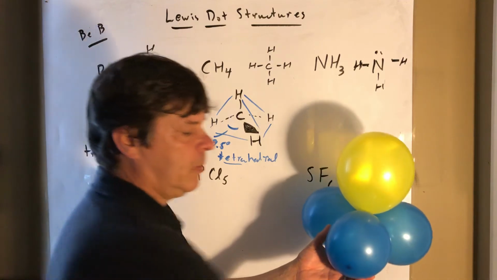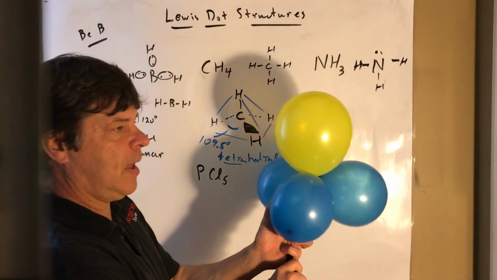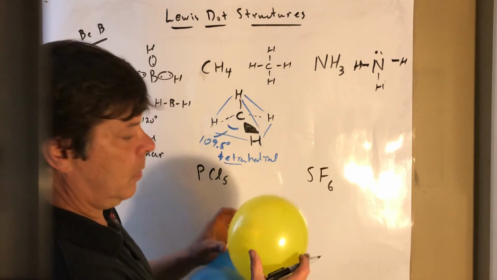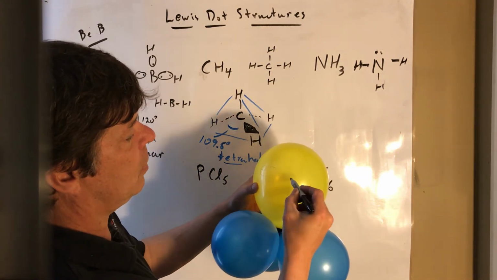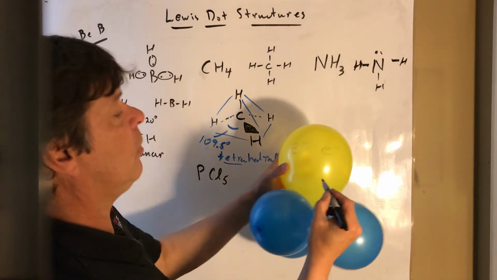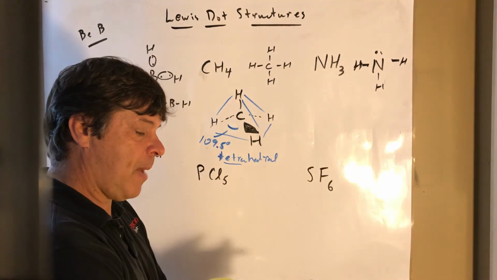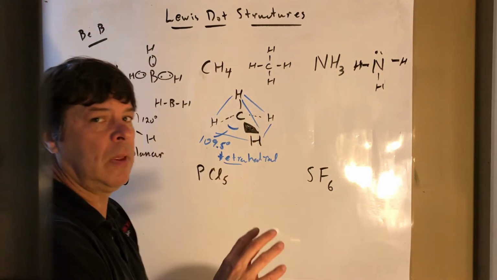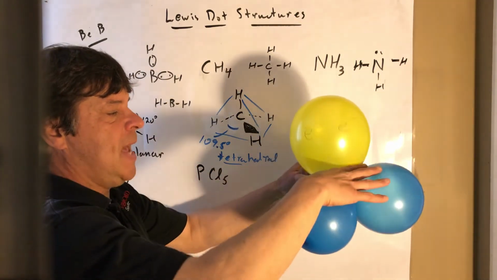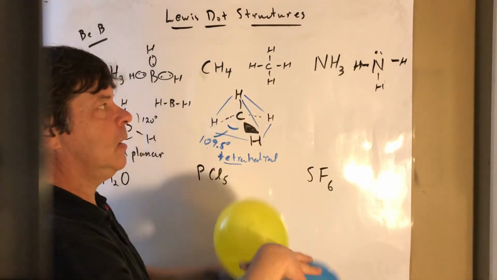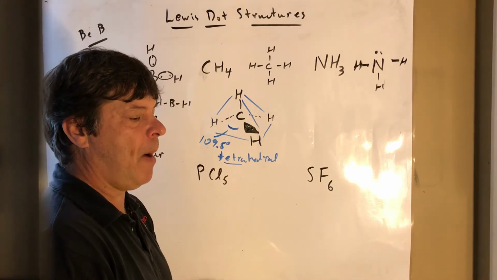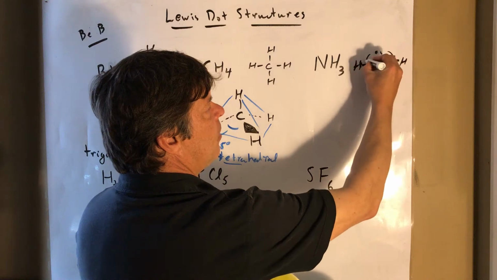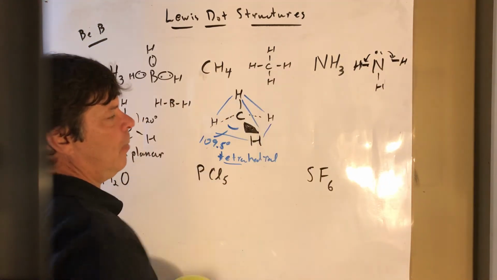So I want to make sure you understand that yellow balloon is a lone pair. So what I'm going to do is draw 2 electrons there. Okay, that's a lone pair. Now the thing about lone pairs, this is important. They repel a little bit more. They push down a little bit more than a bond does. So this lone pair is pushing down on these bonds more than that covalent bond does.